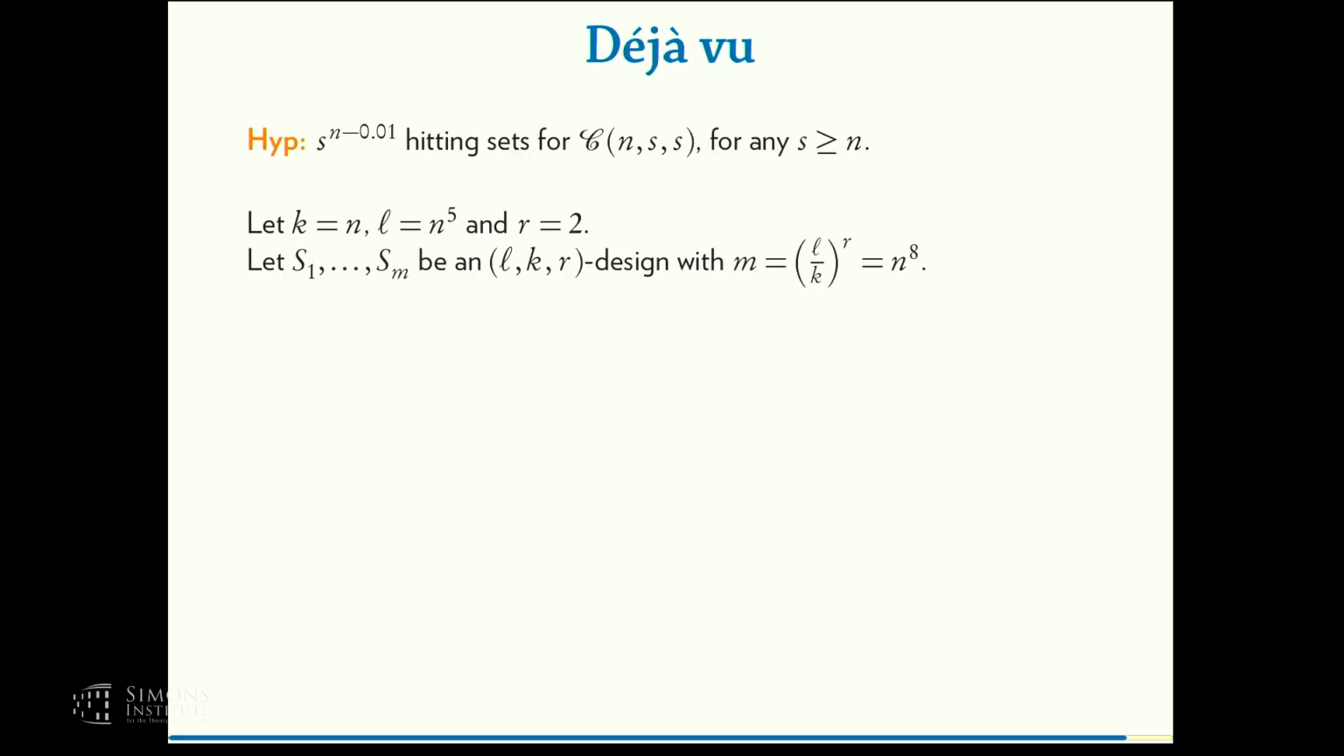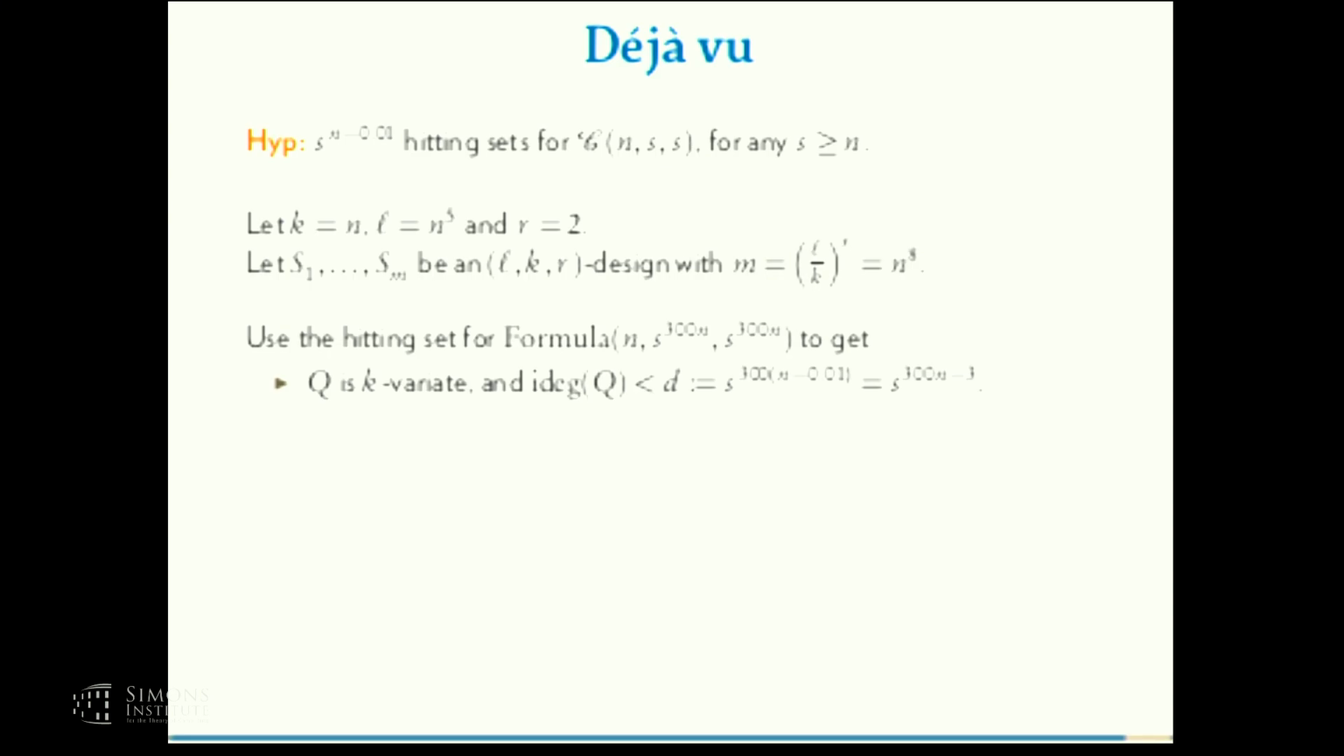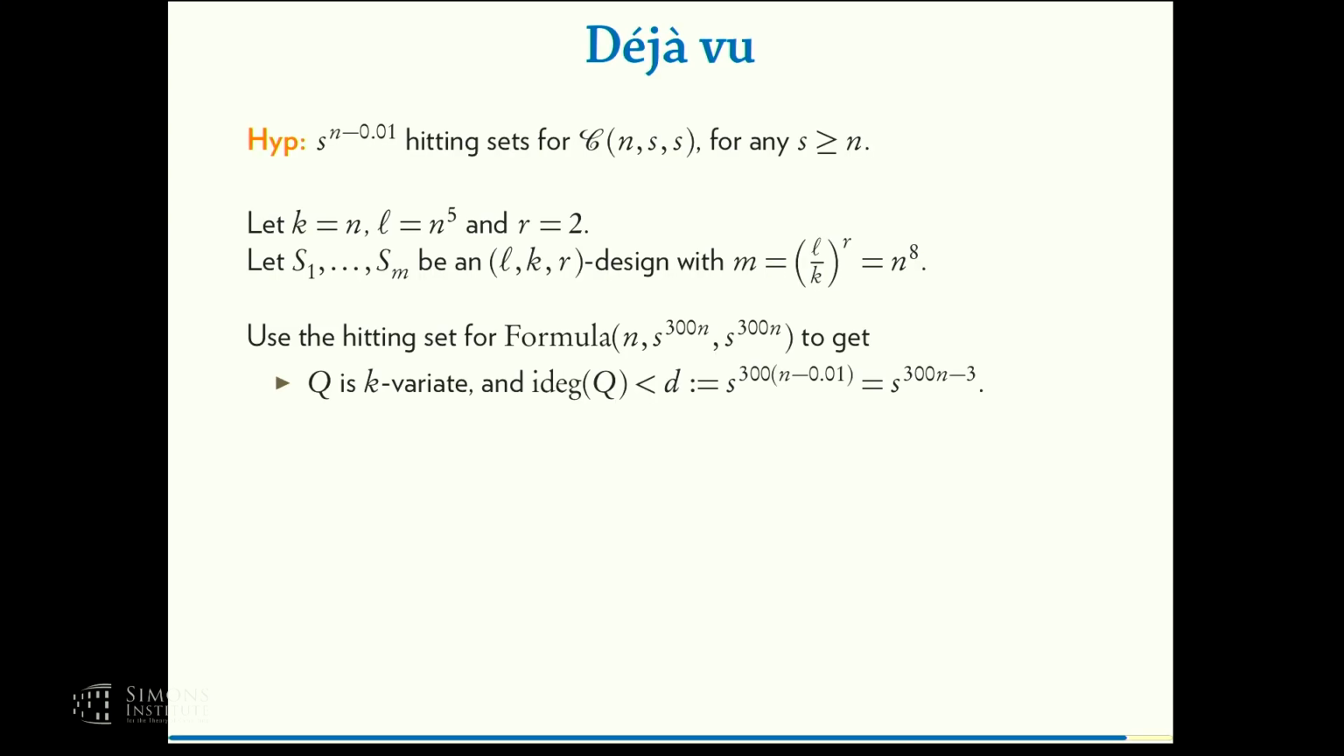So some design parameters. Now what you do is you need to work with the hitting set for formulas of size something like s power 300n. This seems like a very bad thing, but again, let me remind you that n is a constant. So this is something that is actually doable. And the reason I'm doing this is because the individual degree happens to be slightly smaller than s power 300n. And this is the regime I meant where I need to use this hypothesis when the degree is very close to that.